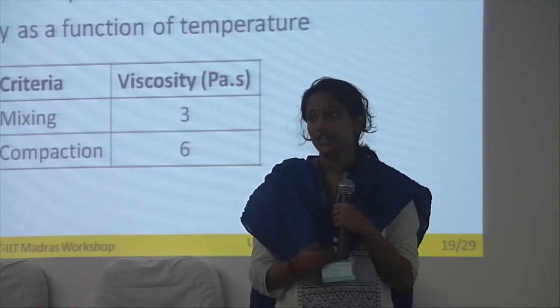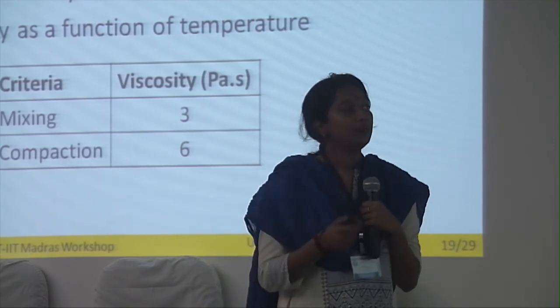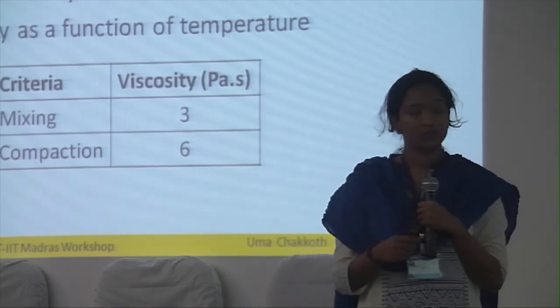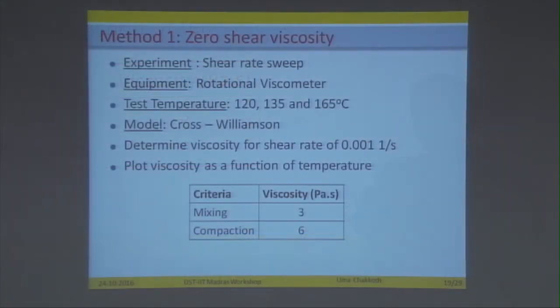So, the data is obtained, as I said, at three different temperatures, and it is fit using a Cross-Williamson model, and we try to estimate the viscosity corresponding to a shear rate of 0.001 reciprocal seconds. So, essentially we will have three zero shear viscosities, which we extrapolate to a lower shear rate, at three different temperatures. Again we can prepare the viscosity temperature charts, and from the charts we can read the temperature corresponding to a viscosity of 3 Pascal seconds for mixing, and 6 Pascal seconds for compaction.